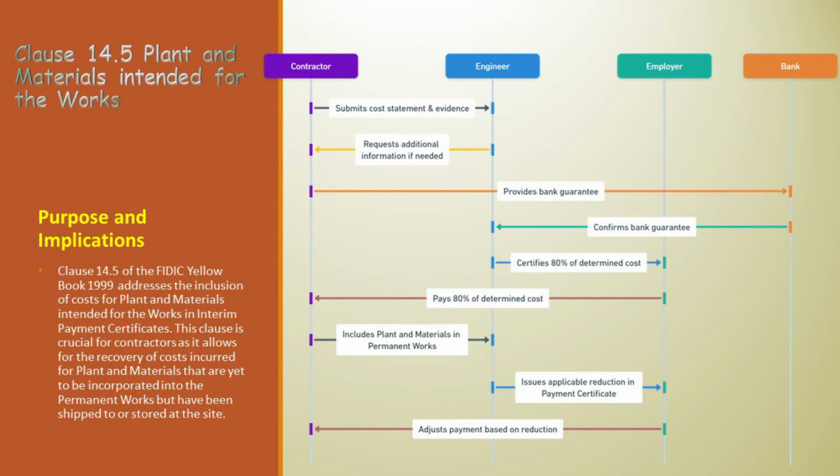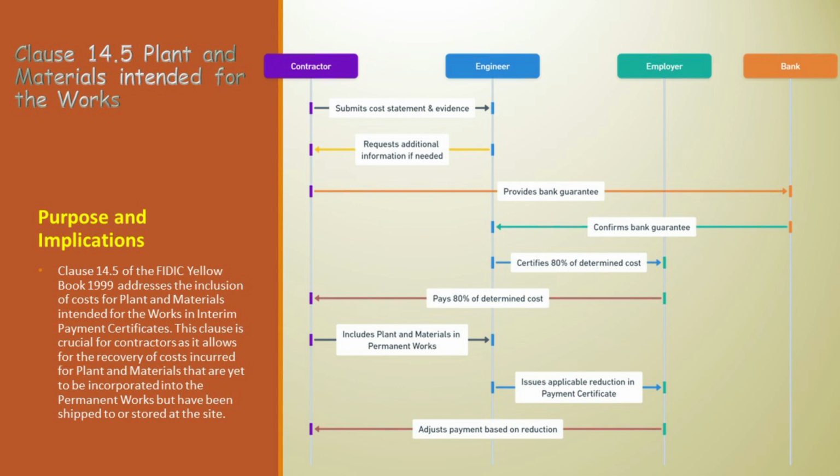7. Adjustment in payment certificate. An important financial adjustment takes place. The engineer issues a payment certificate with an applicable reduction, equivalent to the previously certified additional amount for the relevant plant and materials. 8. Final adjustment by employer.